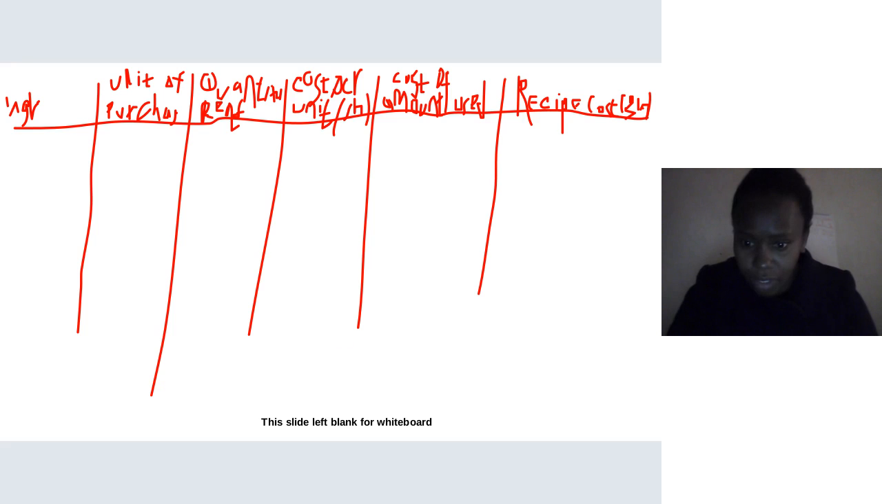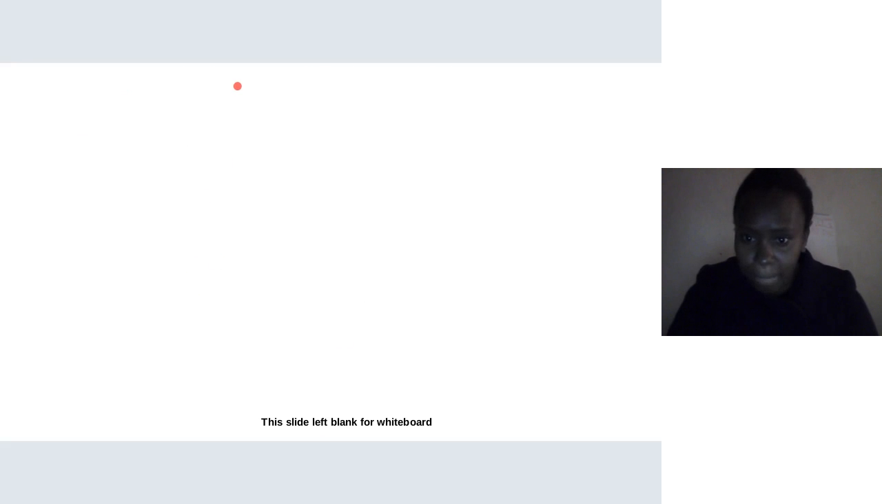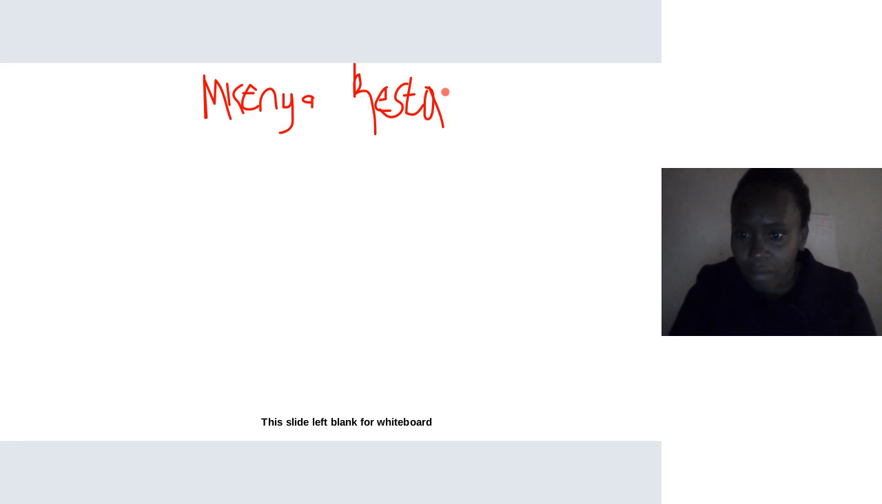Let me do it here. I'm saying you were supposed to have this before the table, like the one I had showed you in the notes, Mkenya restaurants. So that's the heading of the table. This is the name of our restaurant. Yes, and then the name of the table is recipe costing sheet.